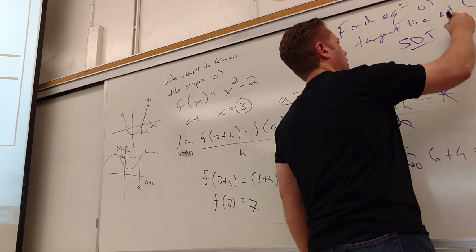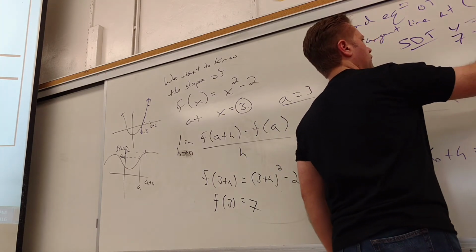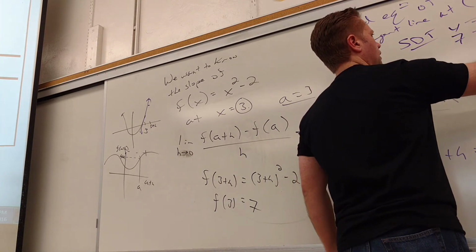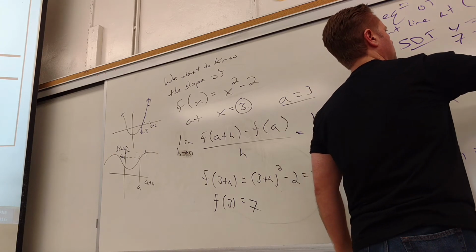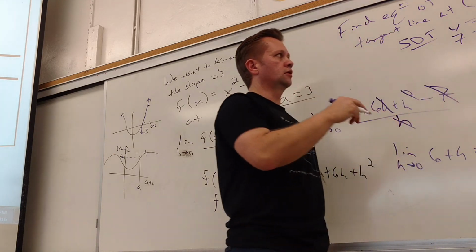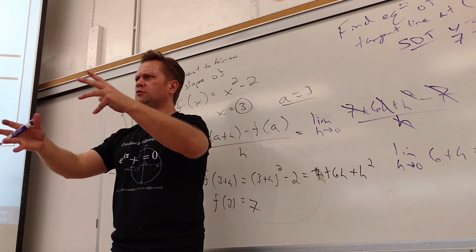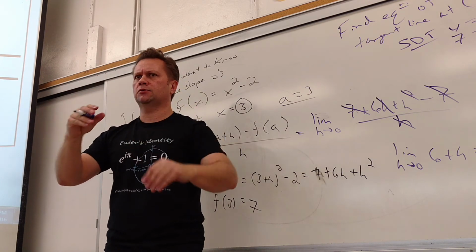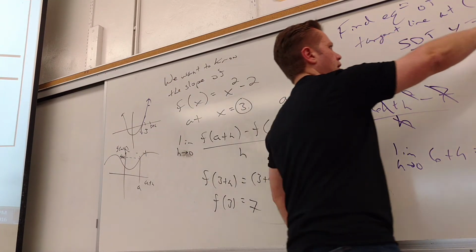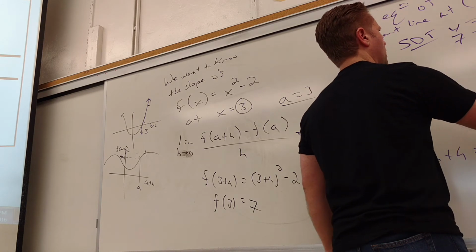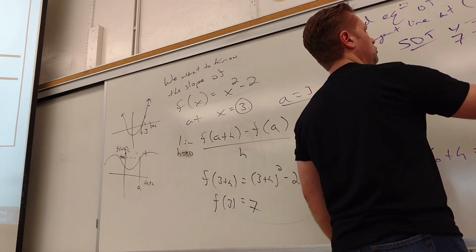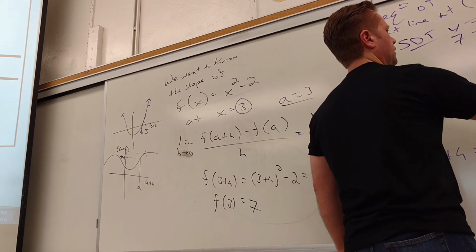So y equals mx plus b. 7 equals 6 times 3 plus b. So b is... Does this sound familiar? I'm doing this a little quickly because this is freaking algebra. Yeah, so 18, so minus 11. So the tangent line's equation would be y equals 6x minus 11.